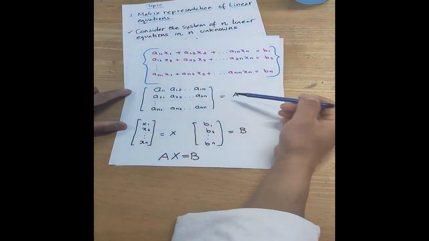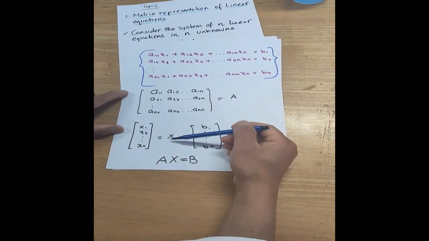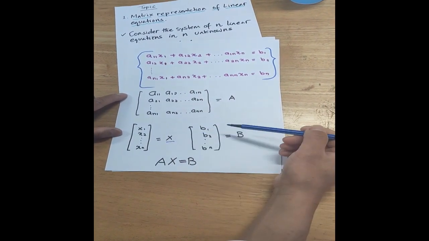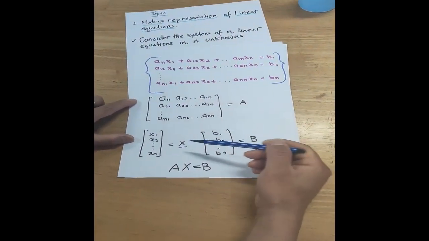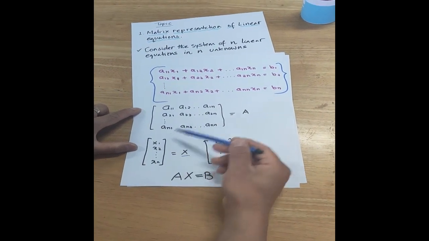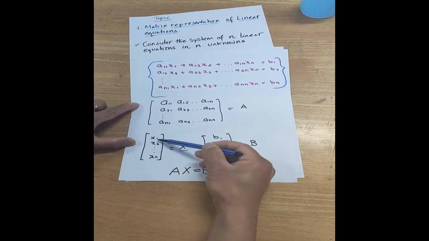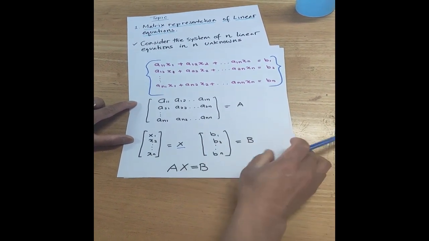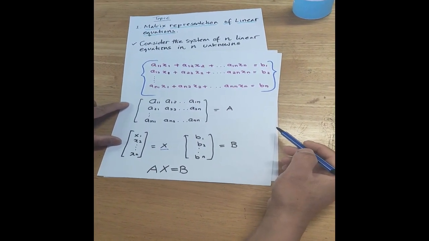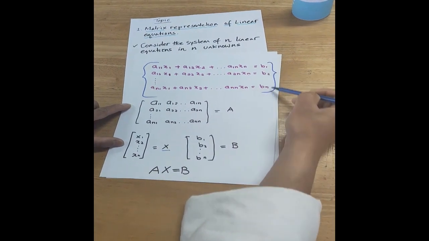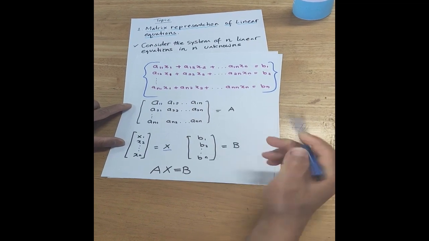Once you get the coefficient matrix A, next is to get the matrix X. The matrix X is just the variables involved in the system of linear equations, as we have x1 till xn. So our matrix X is made up of the variables x1, x2 till xn. As you know, the matrix B is made up of the constants of the linear equations. You can simply put the constants b1, b2 till bn.